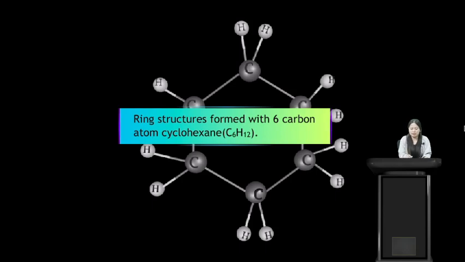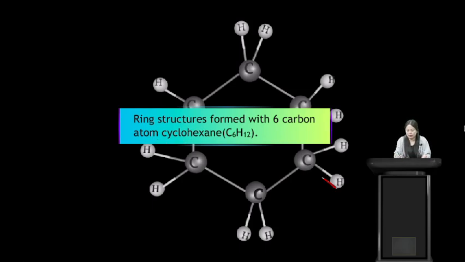The prefix cyclo will come in if the compound forms a ring structure. So we have here hexane. HEX is the prefix used for compounds containing 6 carbon atoms. ANE is for alkane. So, hexane. This is a ring structure, so this extra prefix, cyclo, will come in. So here we have the name cyclohexane.